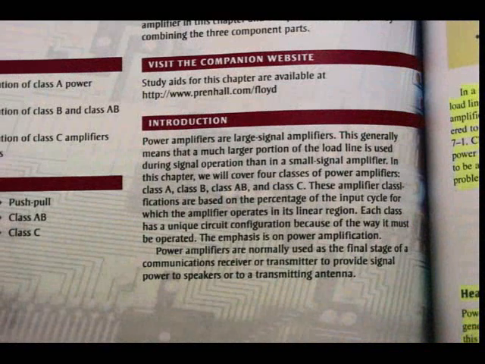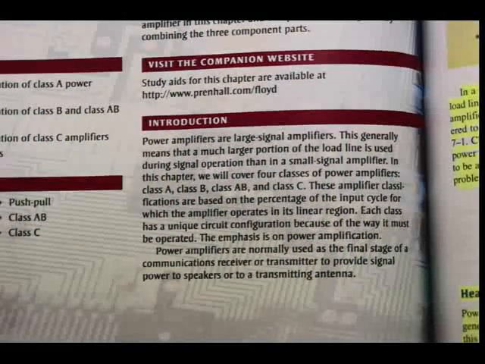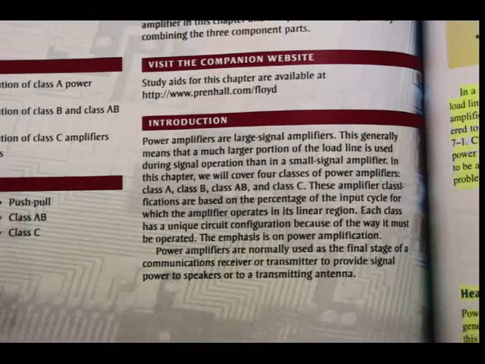Power amplifiers are large signal amplifiers. This generally means that a much larger portion of the load line is used during signal operation than in a small signal amplifier. In this chapter, we will cover 4 classes of power amplifiers: Class A, Class B, Class AB, and Class C. These amplifier classifications are based on the percentage of the input cycle for which the amplifier operates in its linear region. Alright, but I will show you now how that's going to work.